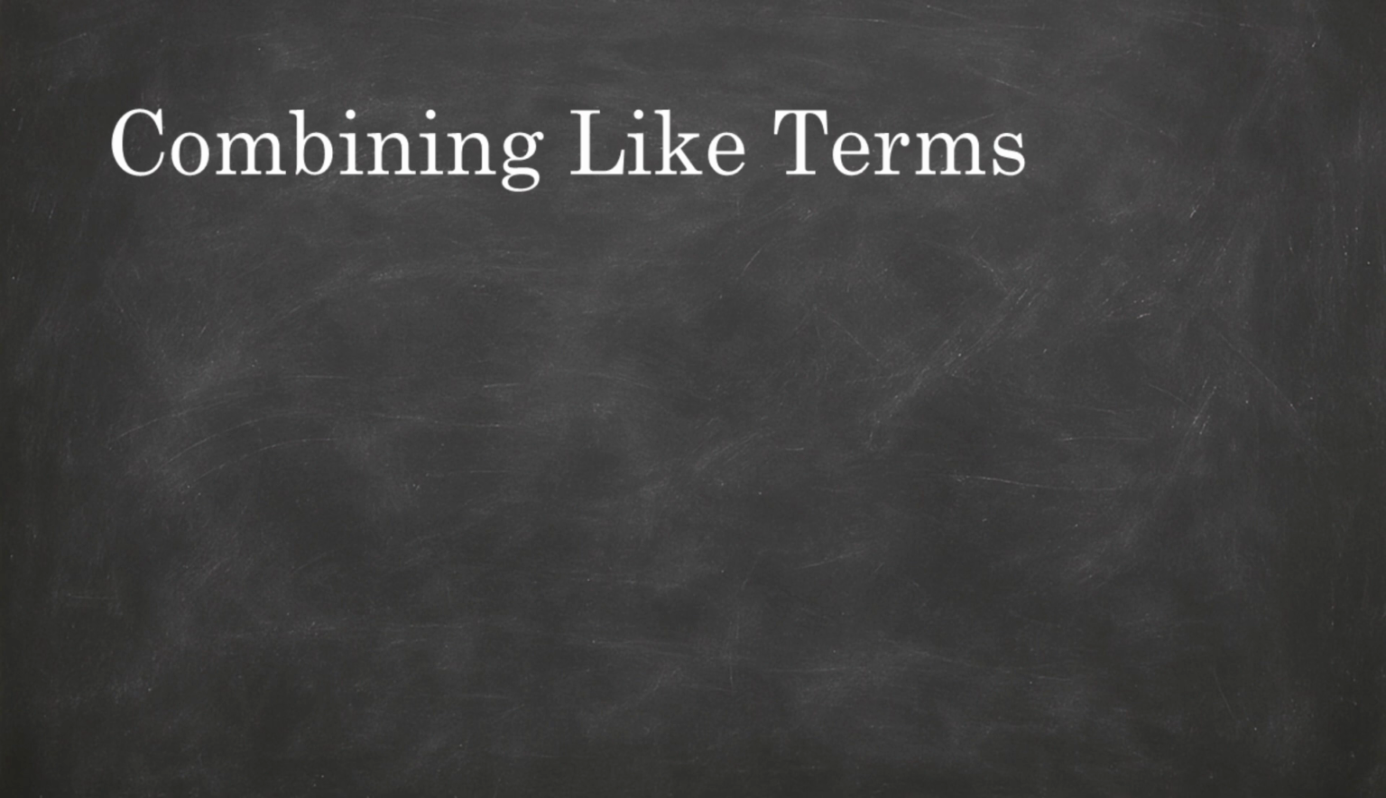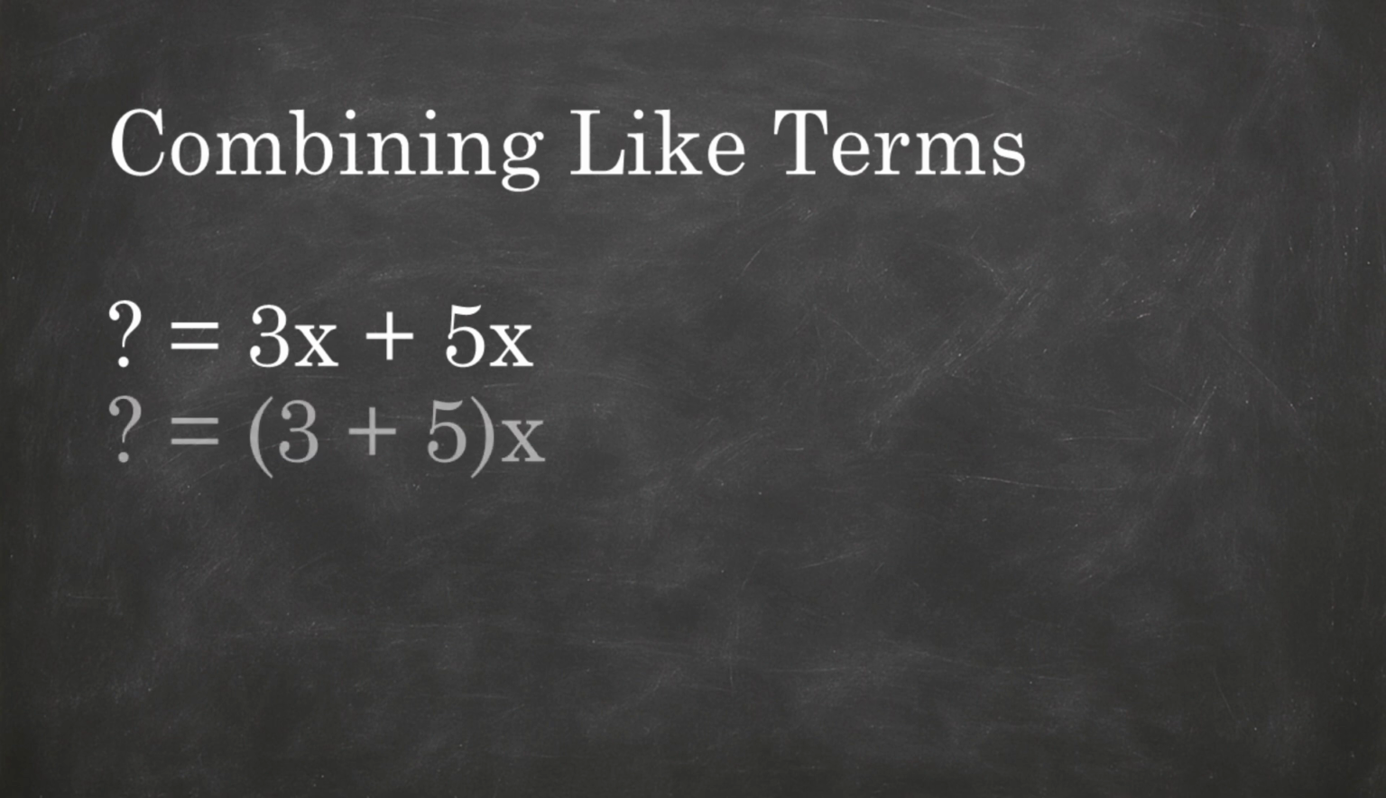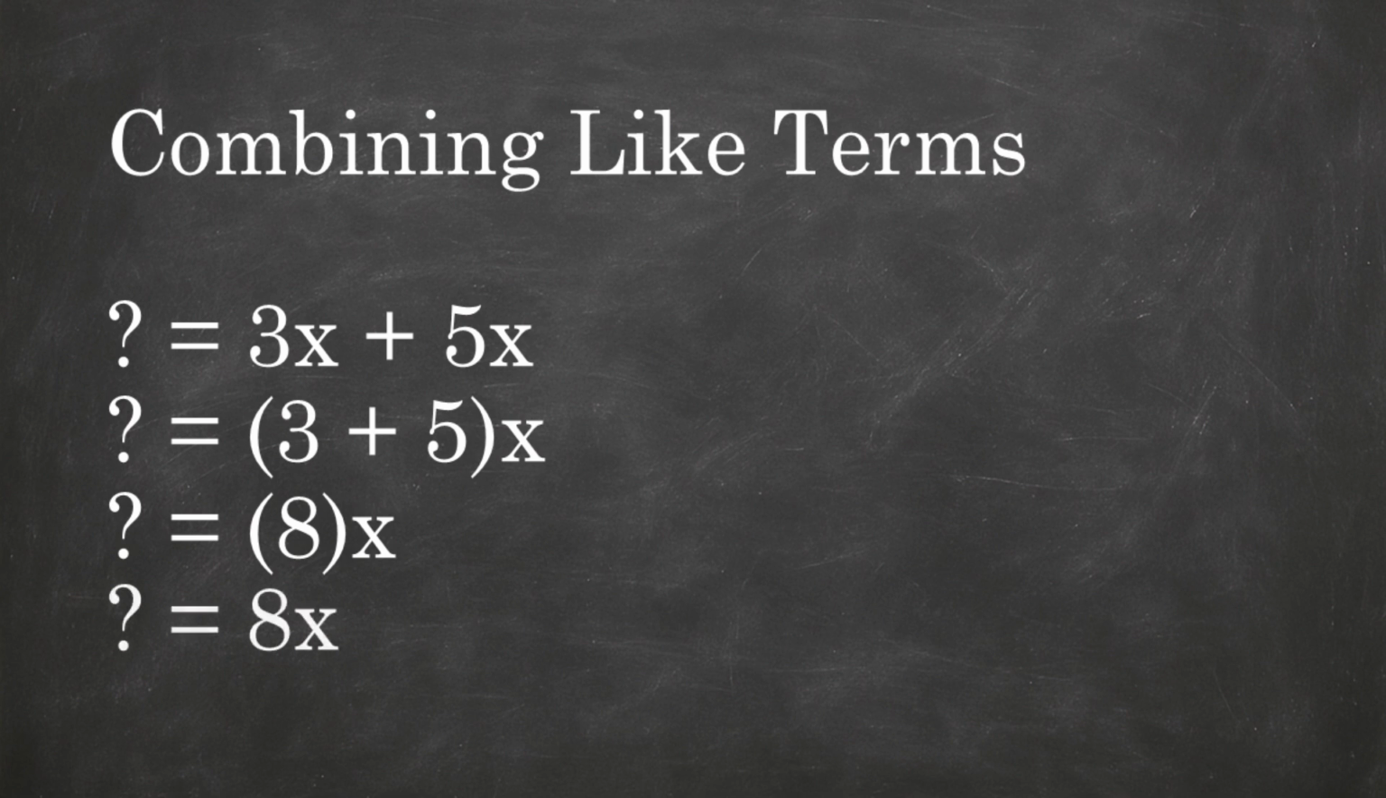When you combine like terms, you're basically adding or subtracting the coefficients of terms that share the same variable part. Here's a simple example. 3x plus 5x. As you can see, both terms have the same variable, x. To combine them, we will add the coefficients, 3 and 5, which is equal to 8. Therefore, our combined term results in 8x. That's how we simplify expressions by grouping or combining like terms together.